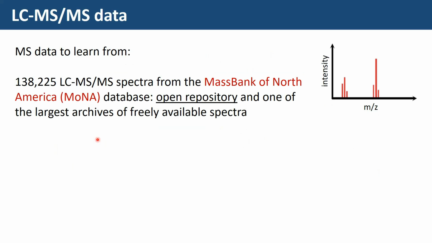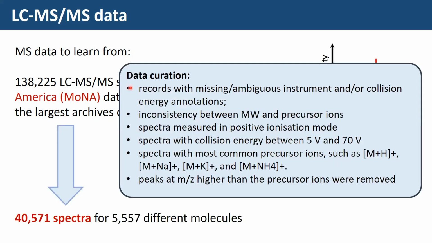So we needed a lot of mass spectra to train our data, okay? We used only open repositories, and basically we downloaded the spectra from the MassBank of North America database, around 140,000 mass spectra. Of course, then we did some data curation, because we wanted to avoid, let's say, noisy information.